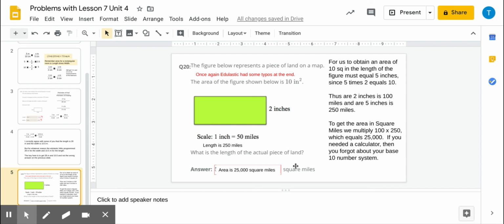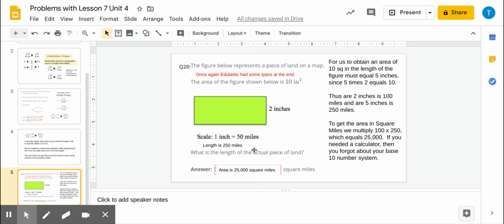Now, if we were actually going to find the area, well, again, 100 times 250 is 25,000. Remember, base 10 number system. I got 2 zeros here after the 100, so you bring 2 more zeros onto there at the end. So you have a total of 3 zeros. But again, if you have the correct amount here, that's all that really matters.